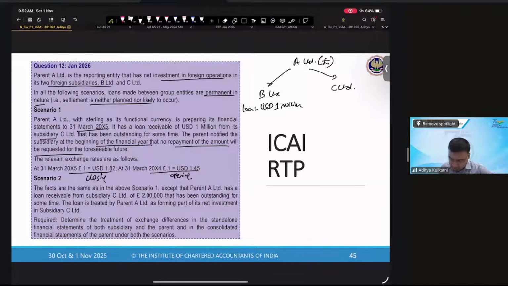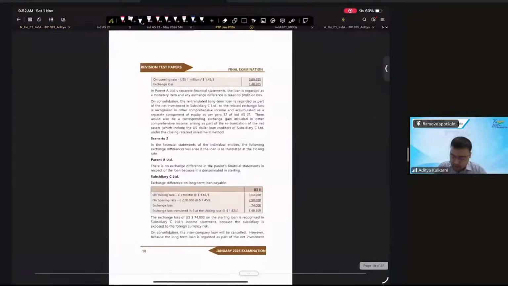In scenario 2, facts are the same as in scenario 1, except that A has a loan receivable of 200,000 pounds. This is denominated in the currency of the parent. The loan is treated by A Limited as forming part of its net investment in C Limited. Required: discuss the treatment of exchange differences in the standalone financials of both subsidiary and parent and in the consolidated financials of the parent under both the scenarios.